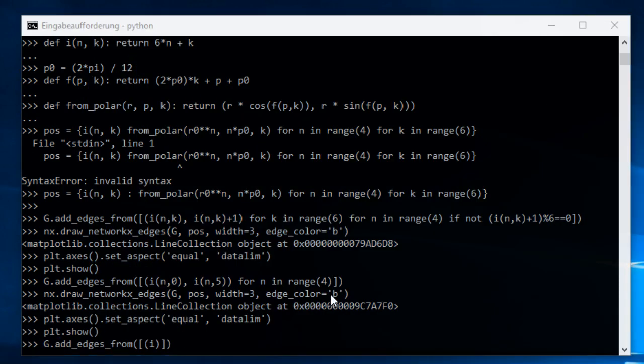So n and k connecting to one on the next ring, so n plus 1, and we connect it to the corresponding one, which is k. We do that for k in range 6, so for all points on the ring, but for n in range 3 only, because it doesn't go on from the last one. And I think that's it.